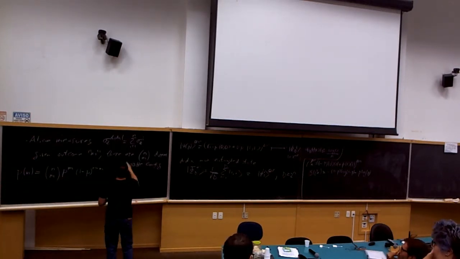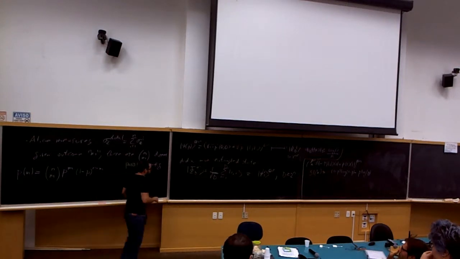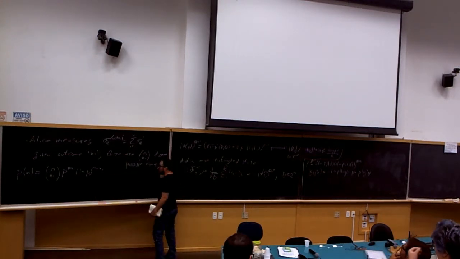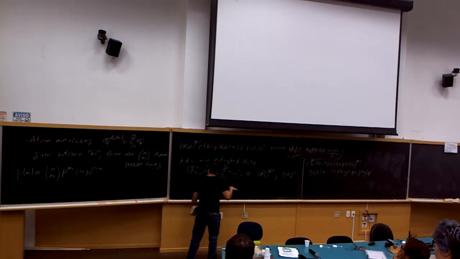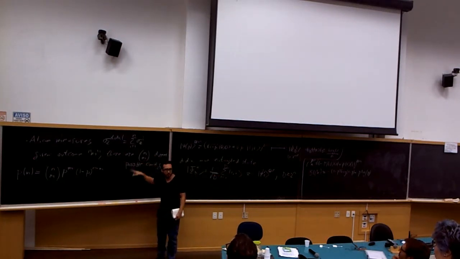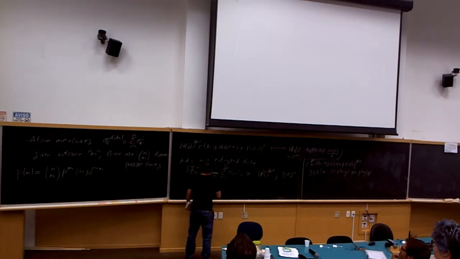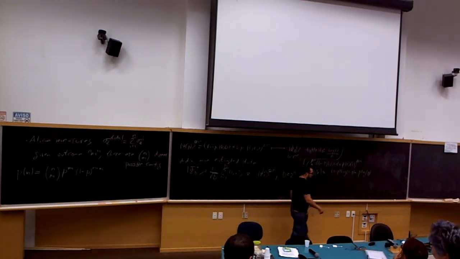Great, but why are we doing that? We are doing that because it doesn't matter which m we get, once we get an m, we prepare a maximally entangled state of dimension n choose m. So that's the point. Let me erase it.